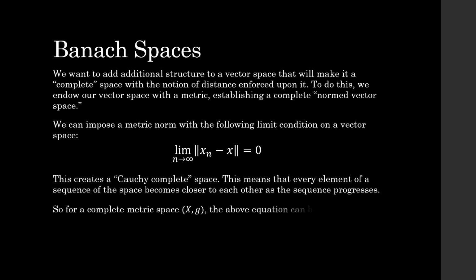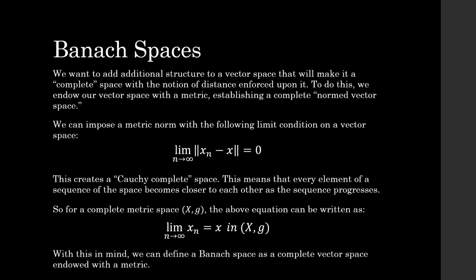So for a complete metric space, we'll call it capital X and g, the above equation can be written as the following: the limit as n approaches infinity of x sub n is equal to x in this complete metric space. So with this in mind, we can define a Banach space as a complete vector space endowed with a metric.